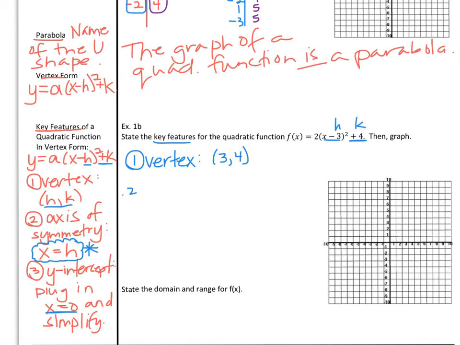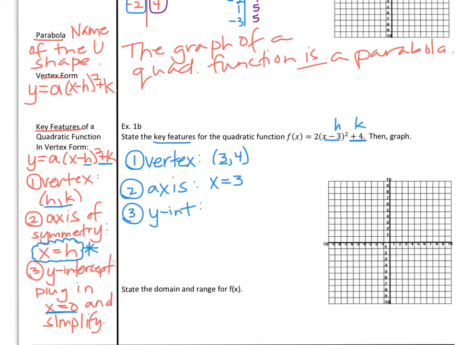The second thing we're going to do is find the axis of symmetry. And you really don't have to do any work. The axis of symmetry is always the same number as the x-coordinate of the vertex. We're going to write it as an equation, x equals 3. The third thing we need is that y-intercept, and this takes a little bit of work.